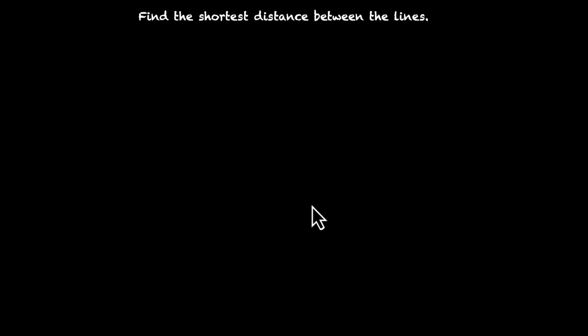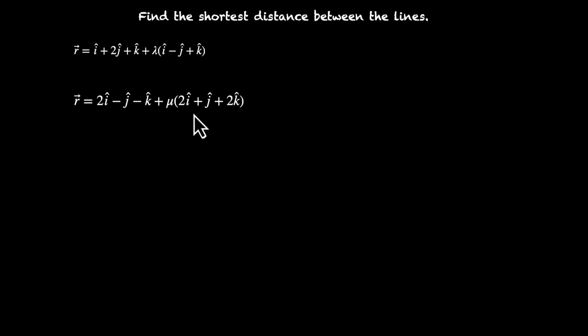Let's try one more. Find the shortest distance between these two lines. Pause the video, give this a try. Okay, let's do this together. Again, same approach. r equals a1 vector plus lambda b1 vector. We'll get a1 and b1 from this equation and we'll get a2 and b2 from this equation.